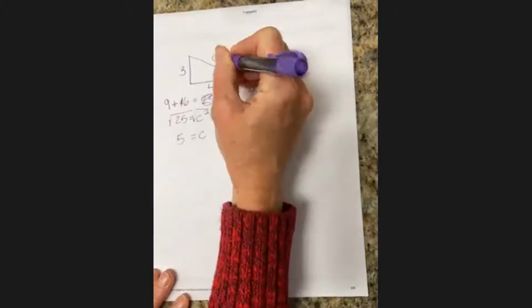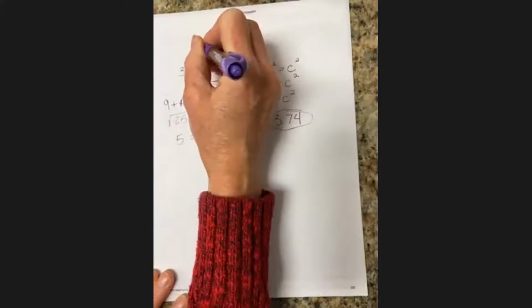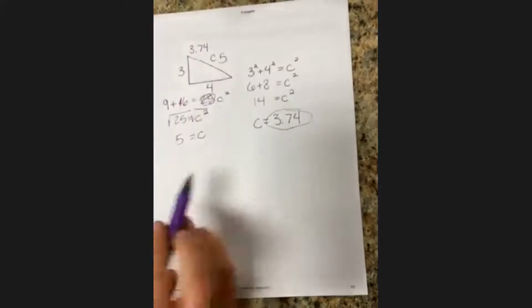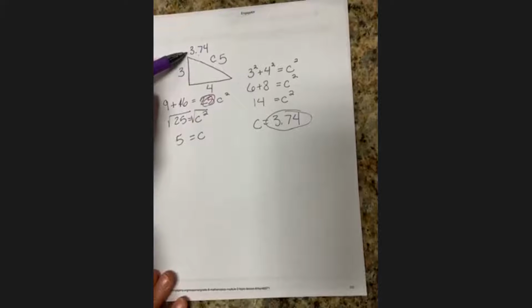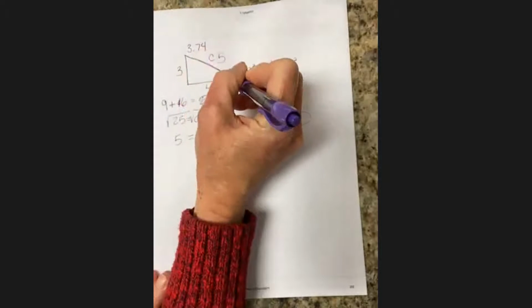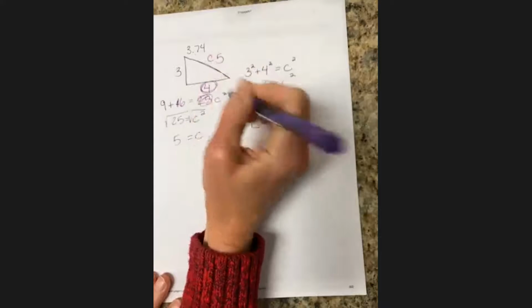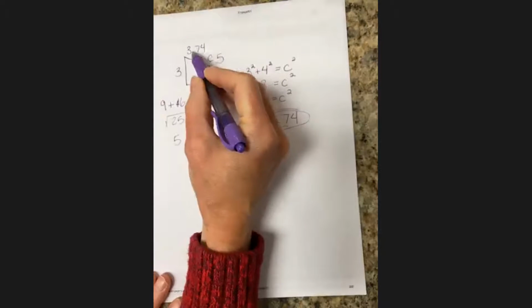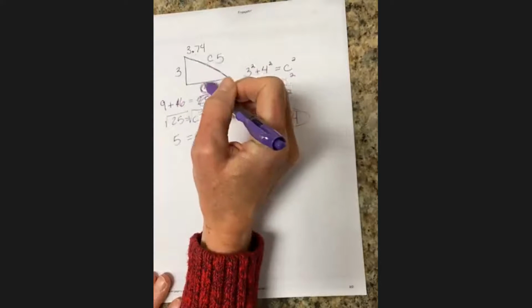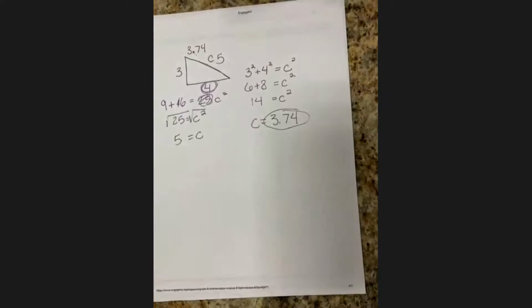Now, here's another one that's going to come real important today. 3.74. Does that pass the does-it-make-sense test if C is 3.74? No, because remember the hypotenuse has to be the longest side. So 4 is bigger than 3.74. If you get an answer where one of your legs is longer than your hypotenuse, it's wrong. Okay. All right. You guys ready for the second mistake?